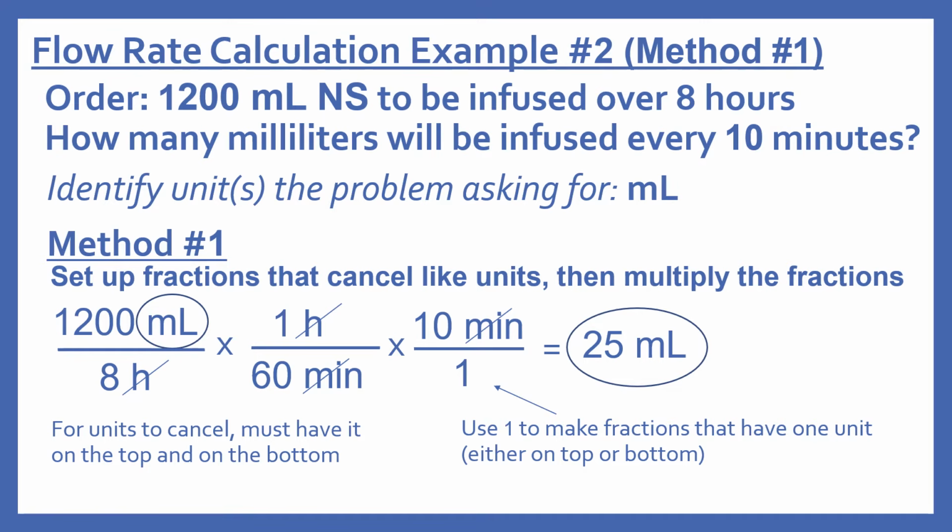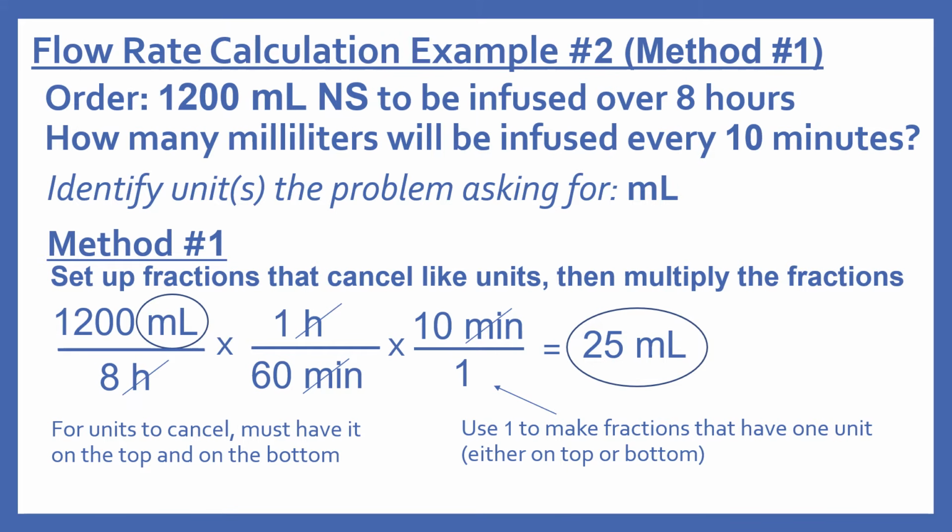So with method 1, we'll set up our fractions that cancel like units, then multiply the fractions to get the answer. So we have 1200 milliliters per 8 hours times 1 hour per 60 minutes, and we have an hour on the top, an hour on the bottom, so those cancel. And then we're going to multiply that by 10 minutes over 1. So now our minutes will cancel. We have a minute on the top and minutes on the bottom. Those cancel, and we are left with what we want, milliliters.